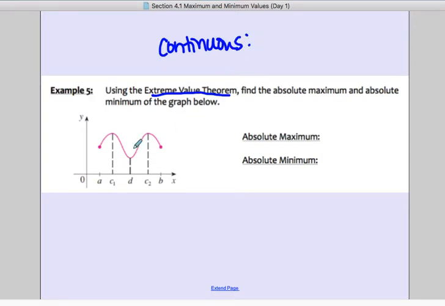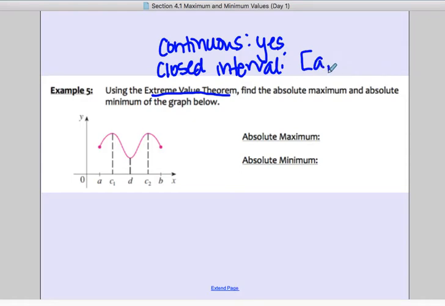So is this one continuous from A to B? Yes, I do not pick up my pencil, so yes. And then the other thing we have to make sure is, are we on a closed interval? To be on a closed interval, you're going from one point to the next, and they are closed endpoints. And in this case, we are. Our closed interval is bracket A to B. So what this tells me is that there will be an absolute max and there will be an absolute min because that is the case.